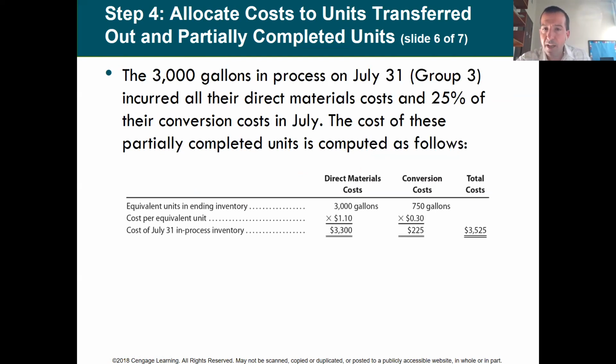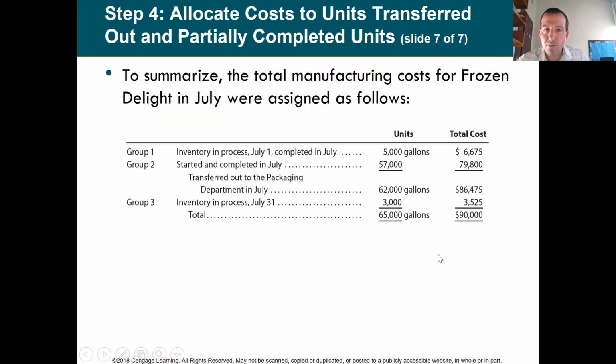Last piece is I need to figure out my ending inventory. So the inventory that remains, group 3, in the mixing department. For my direct materials, I had 100% equivalent units, so I take the 3,000 gallons multiplied by $1.10 per unit, which is 3,300. On the conversion side, only 25% was complete in my ending balance, group 3 for July. So that equals 750 gallons, which is 3,000 gallons multiplied by 25%. Multiply that by the rate of 30 cents per unit is $225. So the total cost is $3,525.